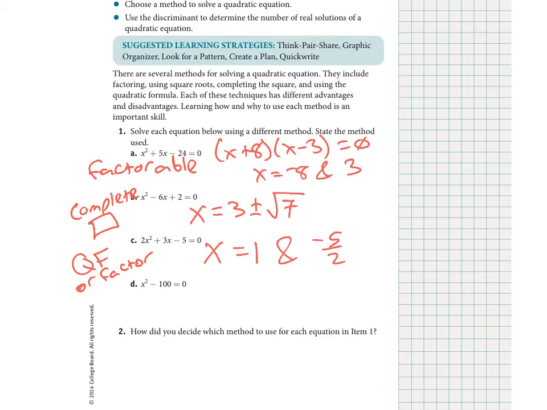All right, part D here. What method would be good for this one? Factoring does work too. It would be a difference of two squares, x plus 10 and x minus 10. Or you can use square roots. With square roots, you would add 100, and then take the square root of both sides, giving you x equals positive or negative 10. If you actually factor it, you will most likely not lose the positive or negative 10.